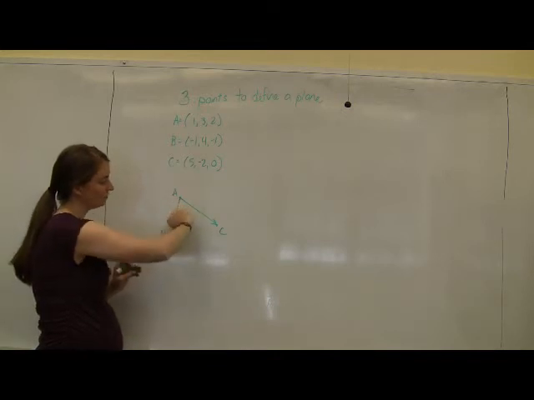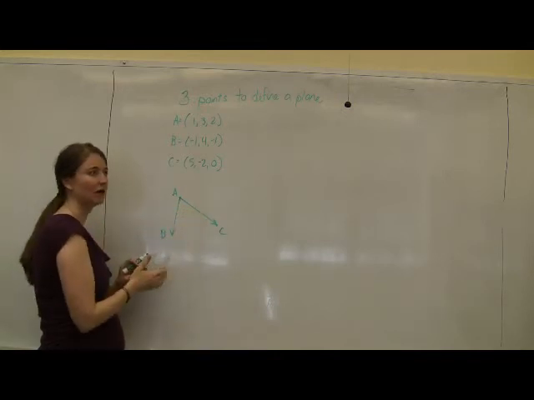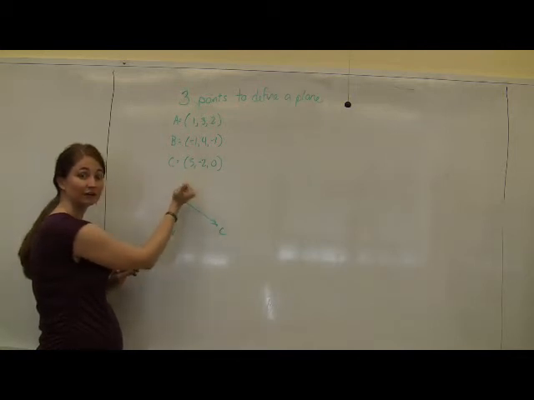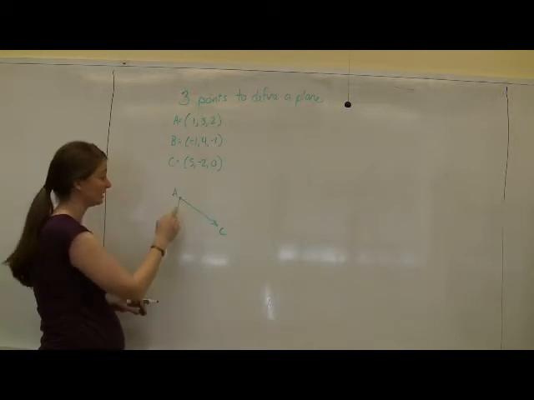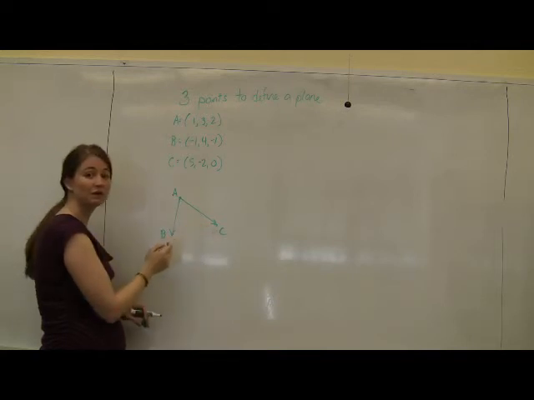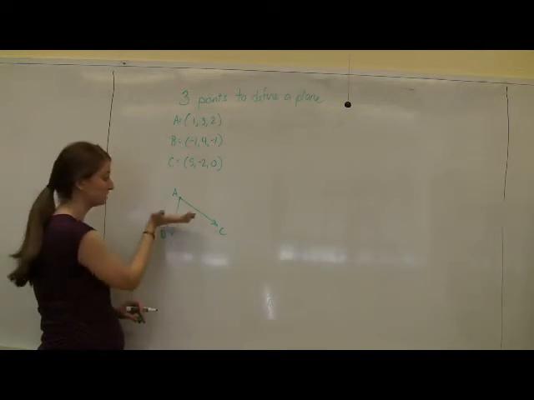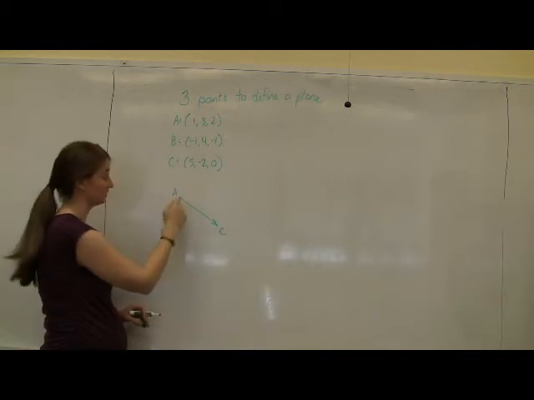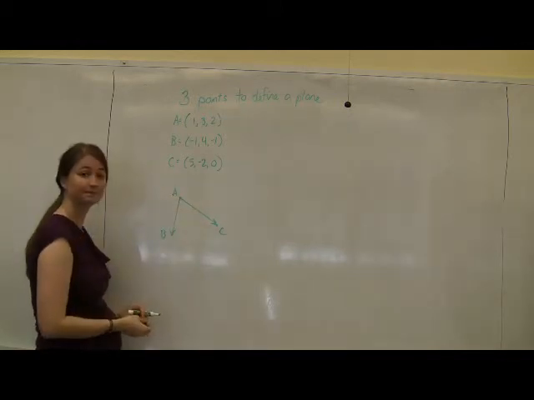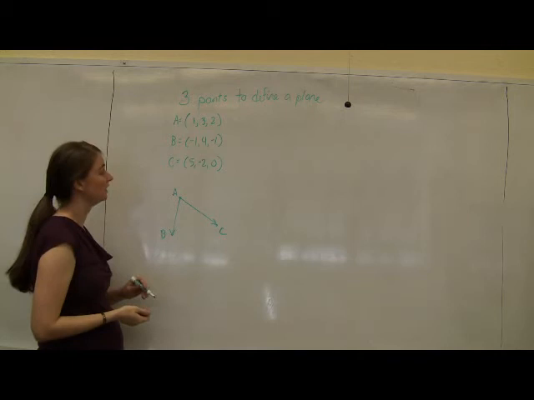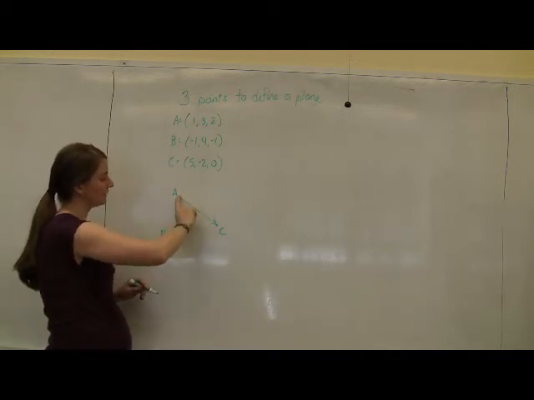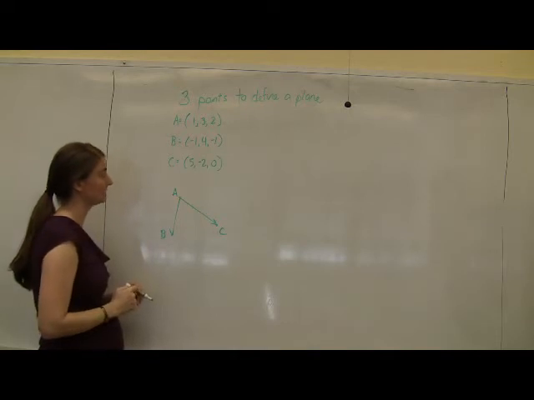And once I have 2 vectors that live on the surface of the plane, I could use those vectors to give me a normal vector. That's something that we talked about last time. Given 2 vectors, we know that if we take the cross product of those 2 vectors, it'll always give us a normal vector, a vector that's orthogonal to those original 2 vectors. So let's do that. Our first step, let's come up with vectors, the vector that goes from A to B and the vector that goes from A to C.